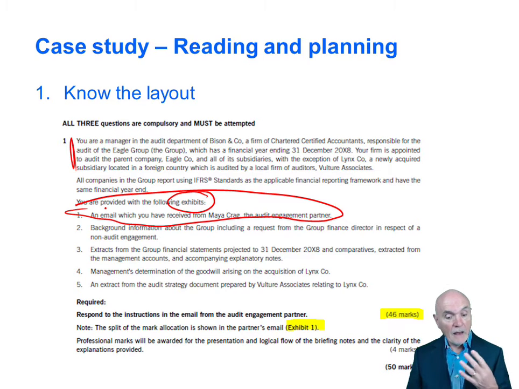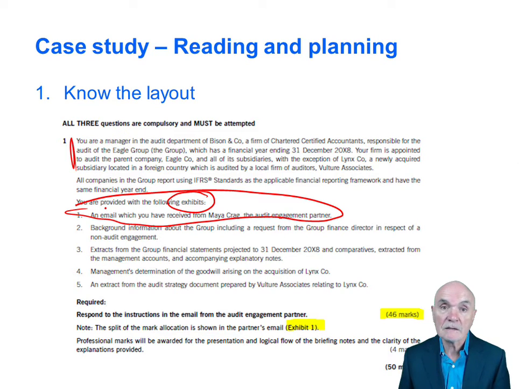And then there are other exhibits. Exhibits hold detailed information and so on here, and the given titles. So background information about the group, extracts from the group financial statements, management's determination or calculation really of the goodwill, an extract from the group strategy document prepared by Vulture Associates, we'll see it's another auditing company, relating to links. So they're pretty well signposted.